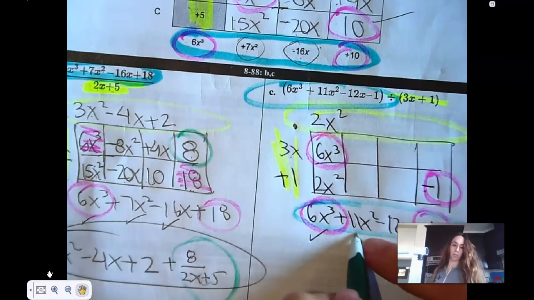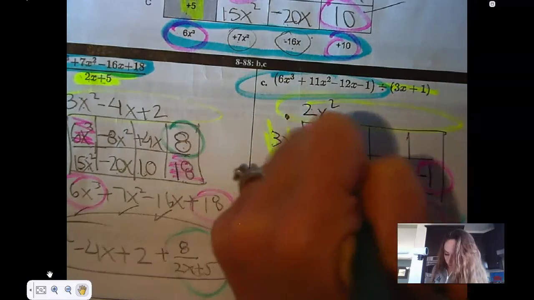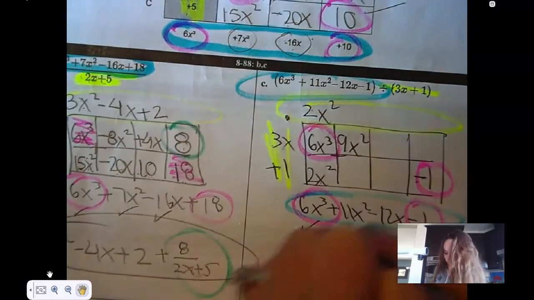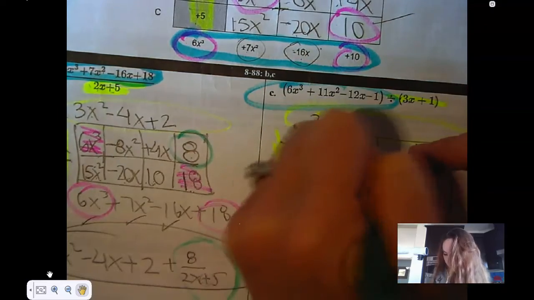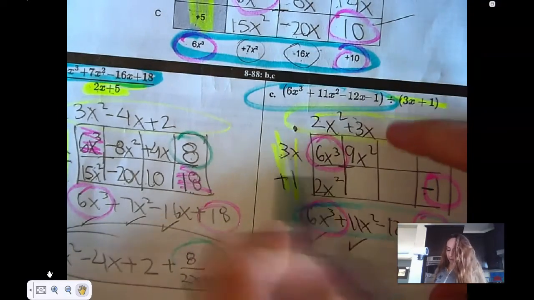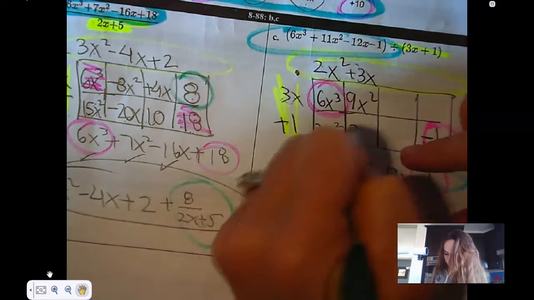Now I'm focused on how the heck do I get the 11x squared? Well, I have 2x squared. Oh, if I add a 9x squared to that, then I get my 11x squared. That means this has to be plus 3x, because 3 times 3 is 9. X times x is x squared. Then I multiply that down here.